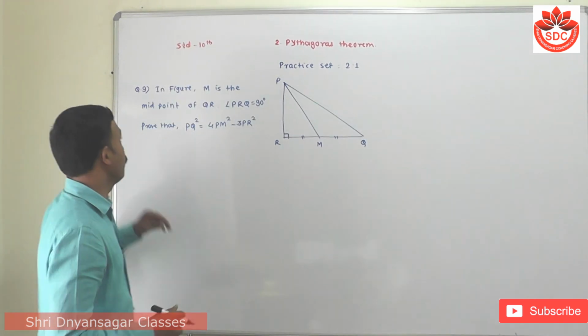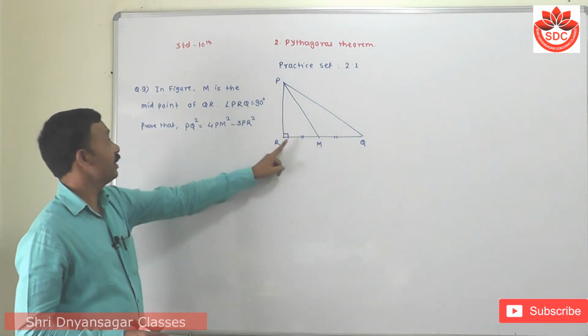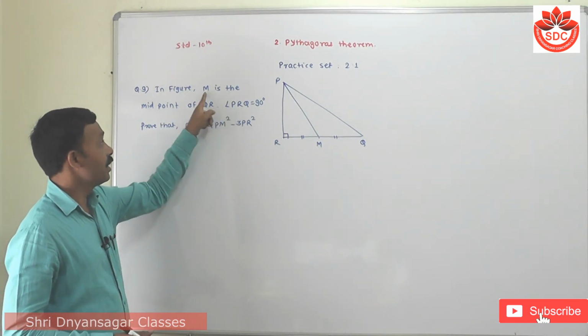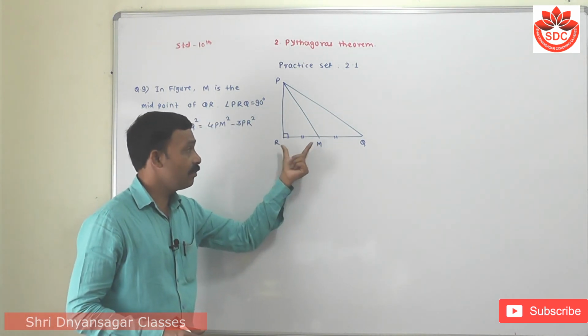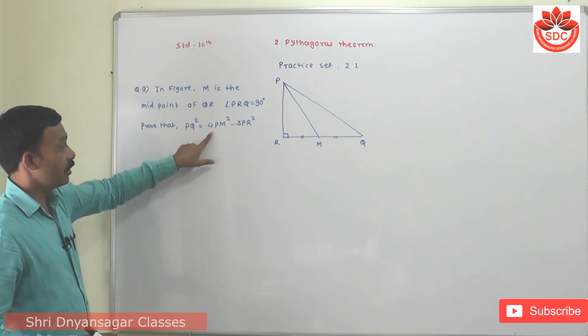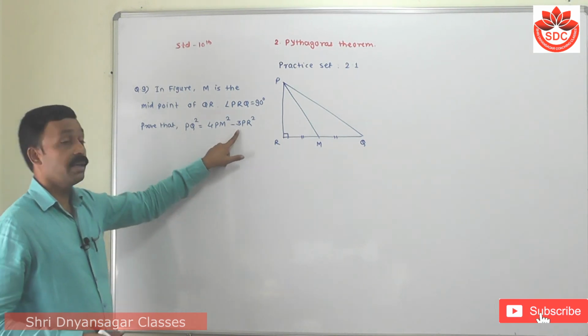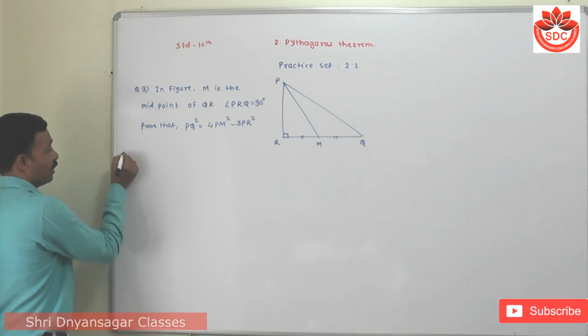Let's see question number 9. In this figure, PRQ, angle R is given as 90 degrees. M is the midpoint of the segment QR. M is the midpoint, which means RM is equal to MQ. Then prove that PQ square is equal to 4PM square minus 3PR square. So, by using this, I have to write its solution.